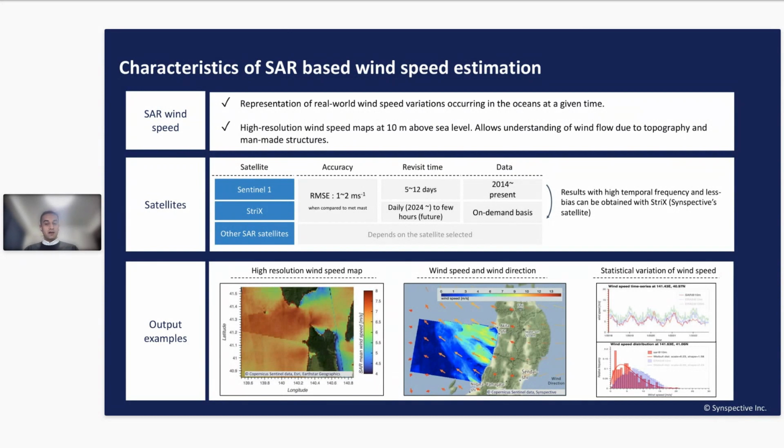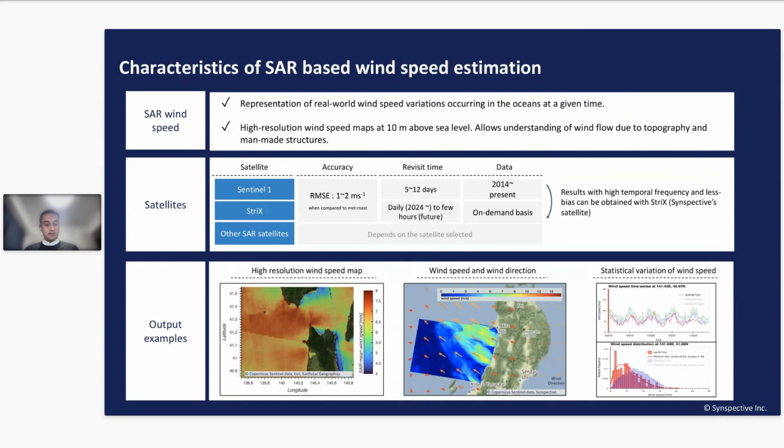And regarding the availability of historic data, with Sentinel-1, we can obtain wind characteristics or wind parameters from 2014 to present date. And with the Strix satellite, you get the data on a demand basis. So it depends on location to location and the availability of images for that location. And using Strix for wind speed analysis, we can get data with high temporal frequency, again, depending on the location, and less bias compared to other satellites that we've analyzed.